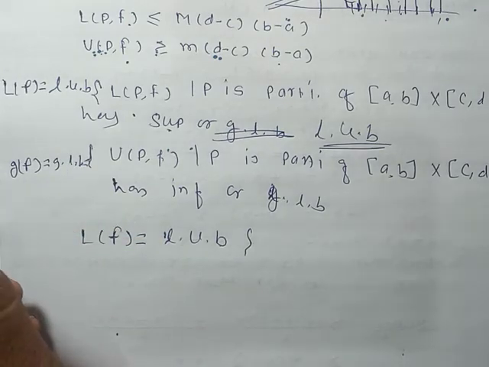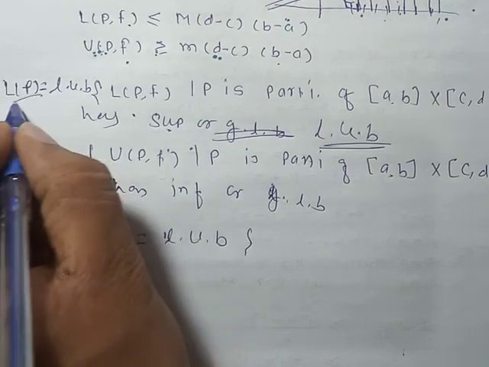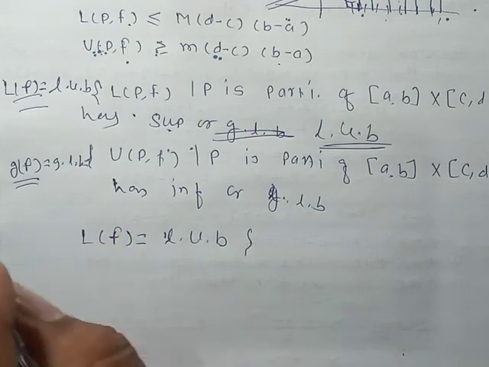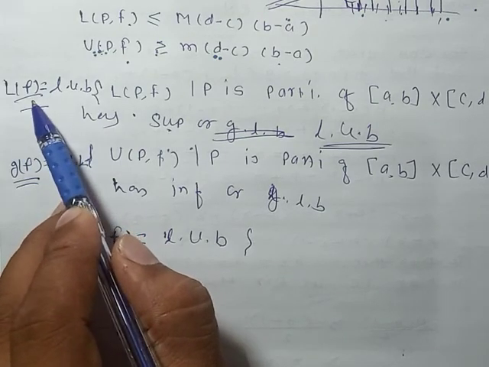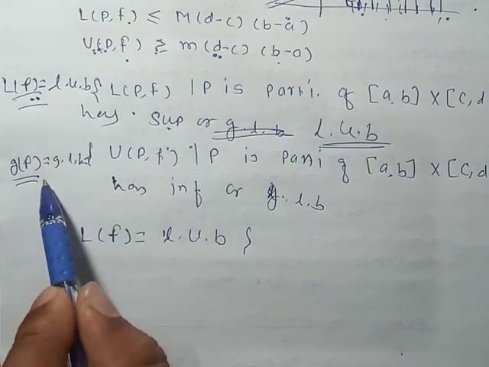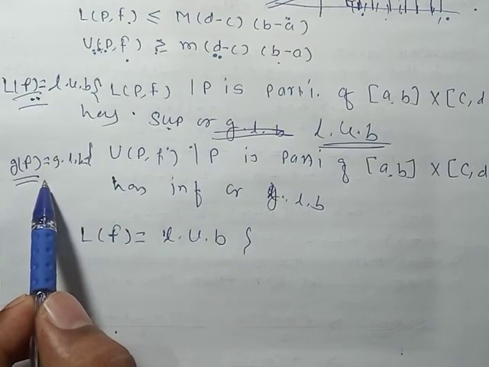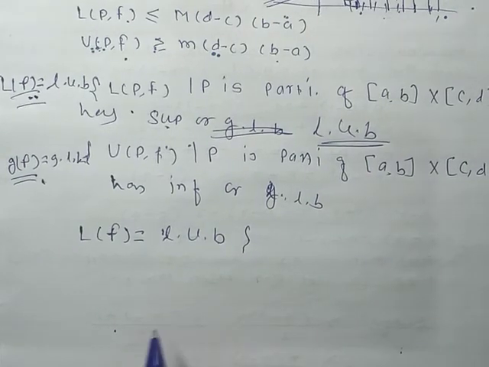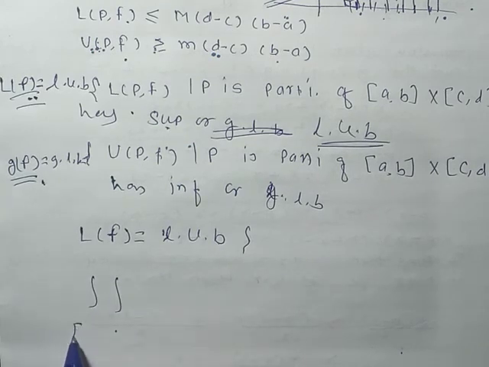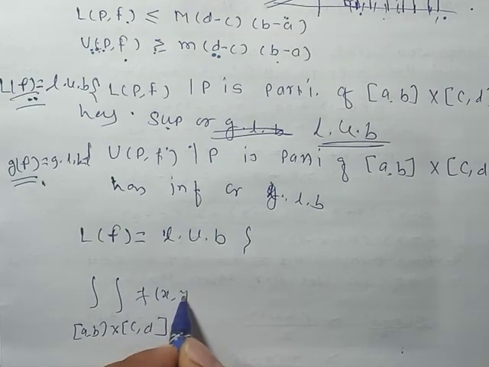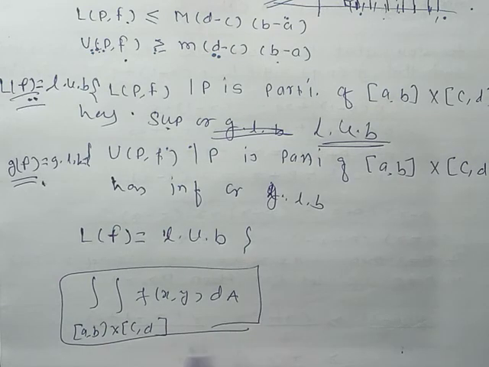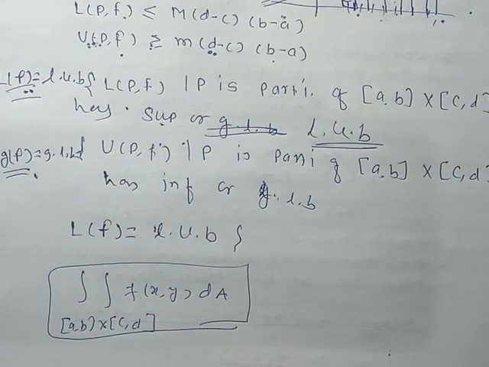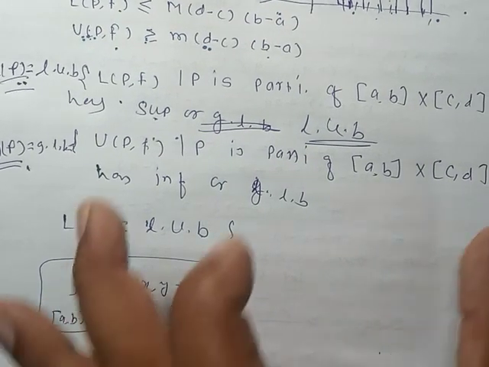L of F is called the lower Riemann integral, and U of F is called the upper Riemann integral. If these two are equal, then the function is called double integrable, and it is defined as the integration over this rectangle [a, b] cross [c, d] of f of x comma y dA. It is called the double integral of the function f of x comma y over this rectangle, and it is obtained with the help of the partitions.